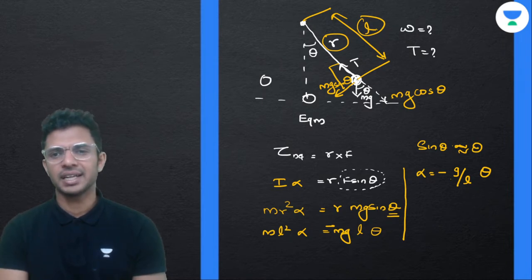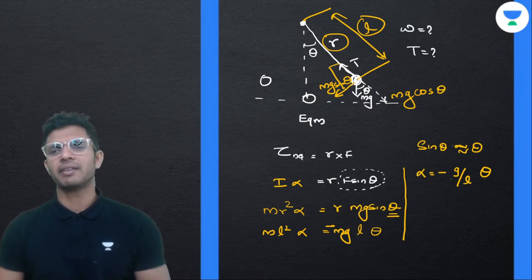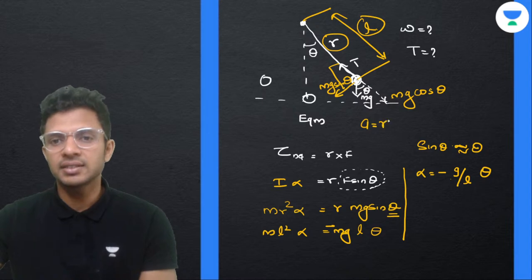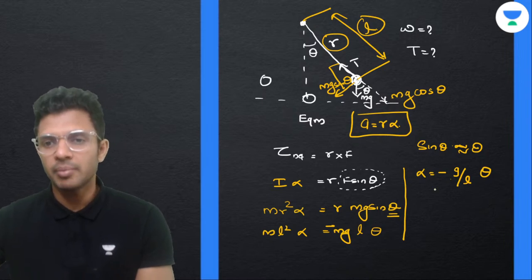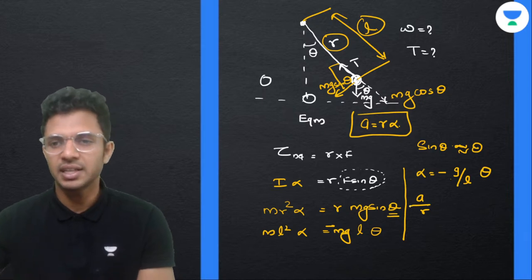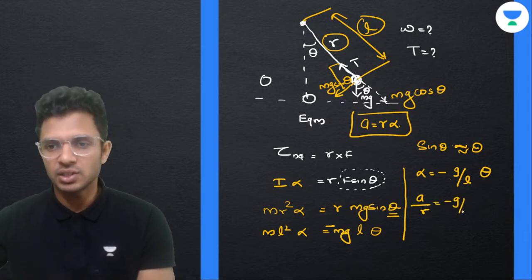You'll be like, sir, we are not getting any idea from here. How can we get omega value? Very simple. You have to simply use this concept that linear acceleration is equal to r times angular acceleration, r alpha. So alpha is equal to a by r, linear acceleration by radius. Theek hai. That is equal to minus g by l.